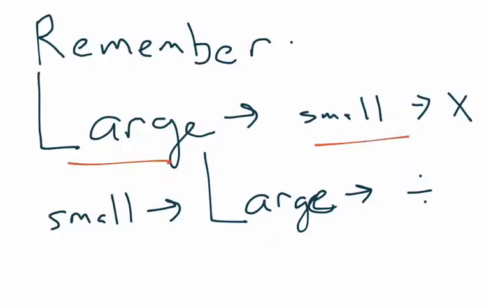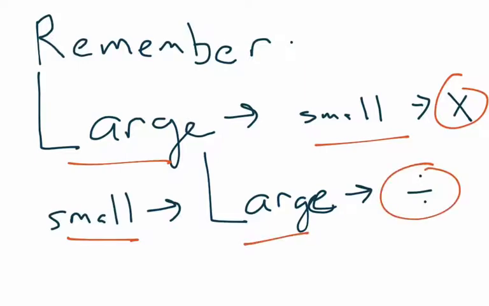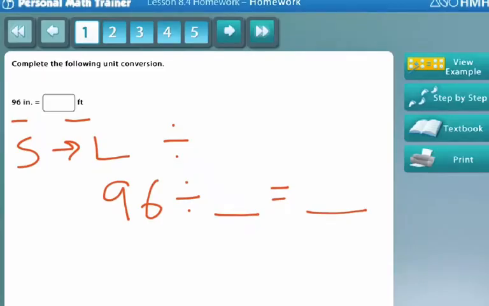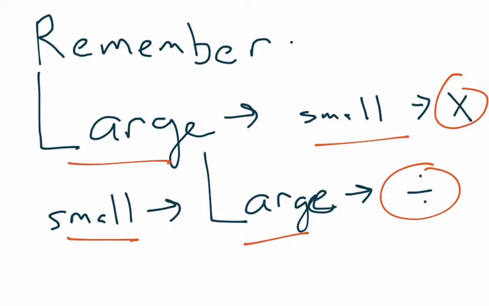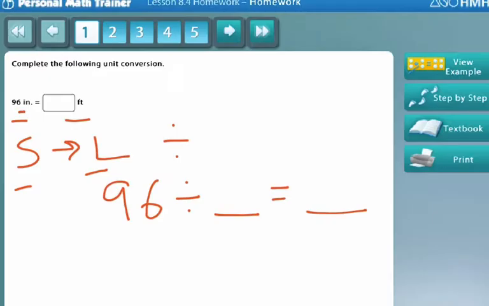Remember, going from a large unit to a small unit you're going to multiply, and going from a smaller unit to a larger unit you're going to divide. First problem, you're asked to change 96 inches into how many feet. Inches are smaller than a foot, so you're going from small to large. You're going to divide by the conversion factor, which is 12. So 96 divided by 12 would equal 8 feet.